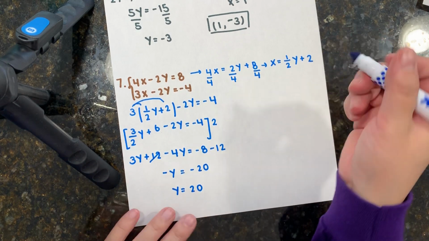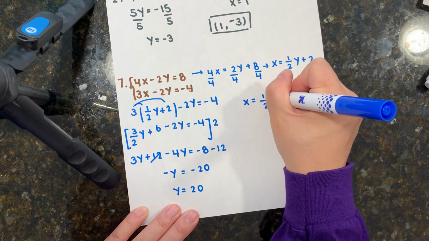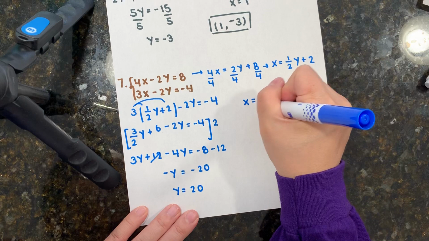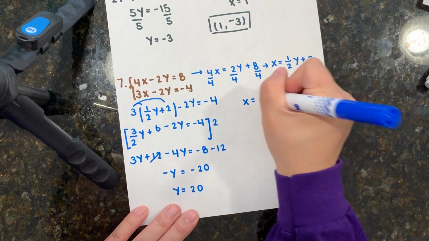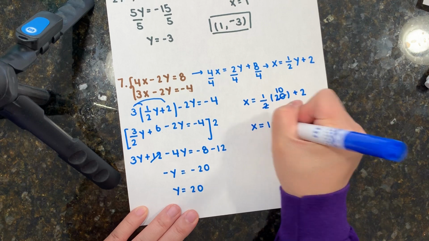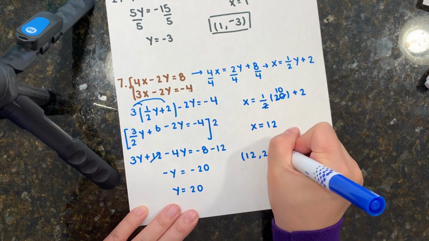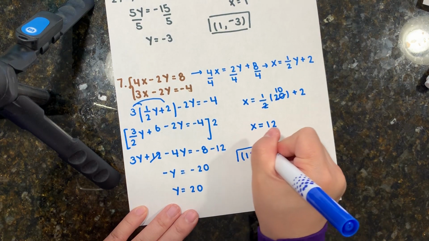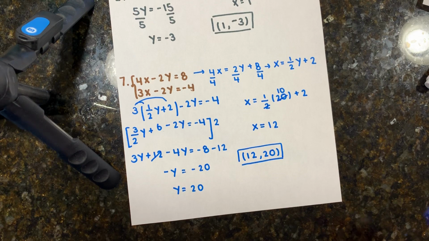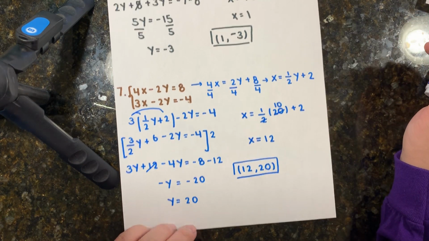Now I'm going to take that and plug it back into here. So that would be x is equal to 1/2 times 20 plus 2. 2 goes into 20 10 times. 10 plus 2 is 12. So your answer would be 12, comma 20, because x would be 12, y would be 20. And that is your answer. And that concludes your new material from lesson 97.